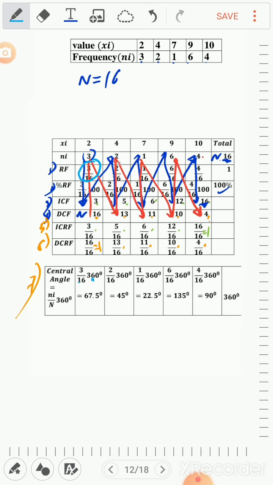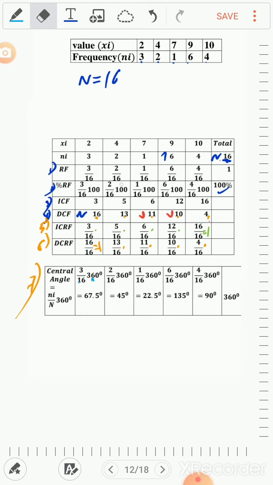Again 2 over 16 times 360 here is equal 45 degrees. 1 over 16 times 360 degrees equal 22.5, and 6 over 16 times 360 equal 135 degrees. 4 over 16 times 360 degrees is equal 90 degrees.